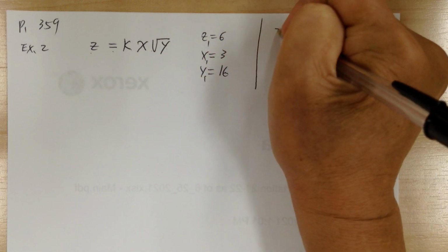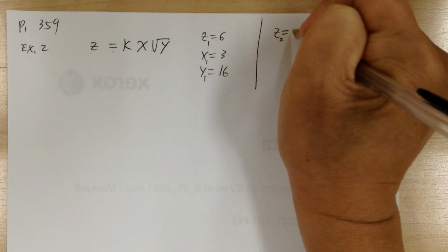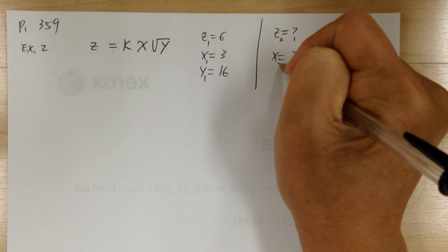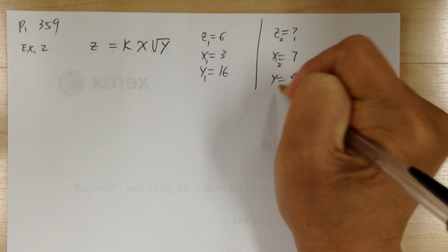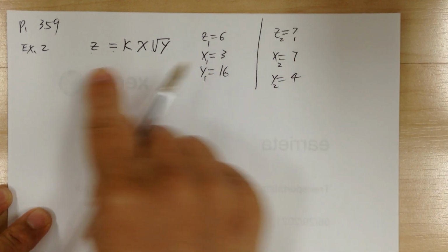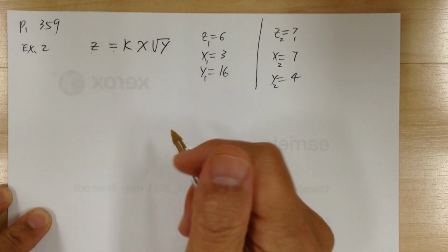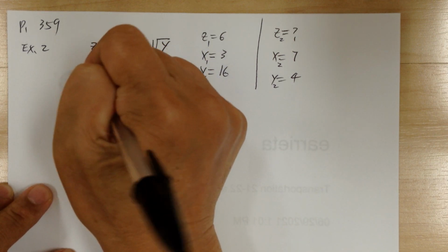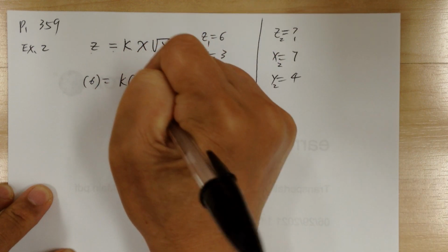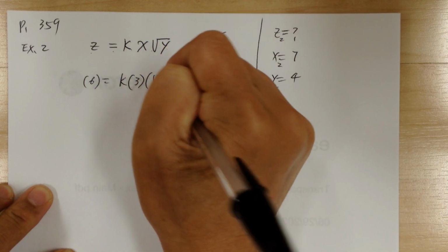It says find z when x equal to 7 and y equal to 4. Again, all the steps are exactly the same. You substitute to solve for k, so you can update your equation. So you got 6 is equal to k times 3 times the square root of 16.